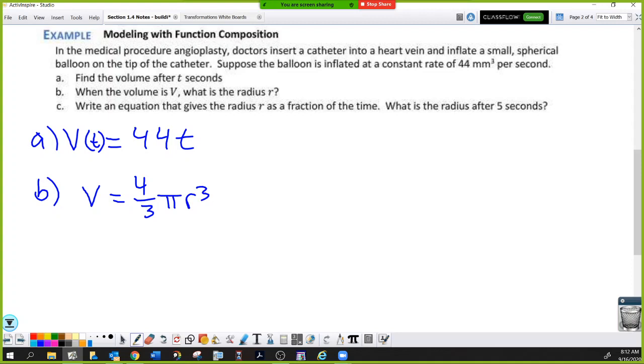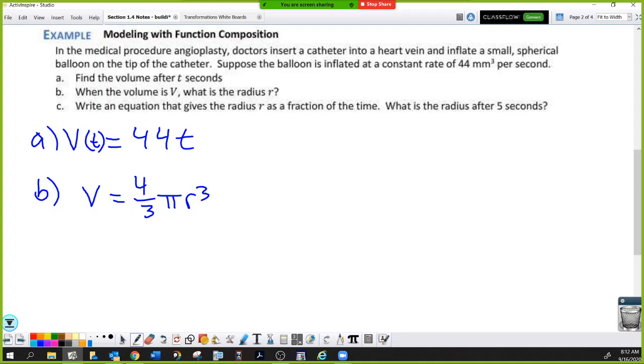What did we have to do? It says what is R. When it says what is R, what that means is solve for R. Give me an equation that says R equals. Time for us to get R by itself. First and foremost, we're going to want to cancel that fraction. Do you guys know how to cancel fractions?